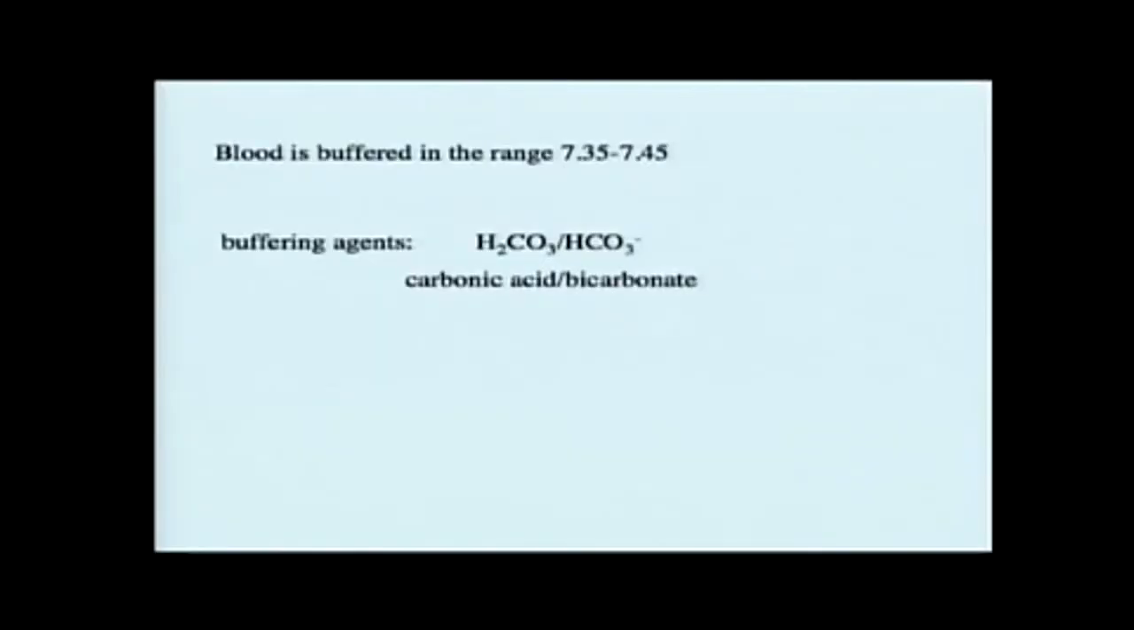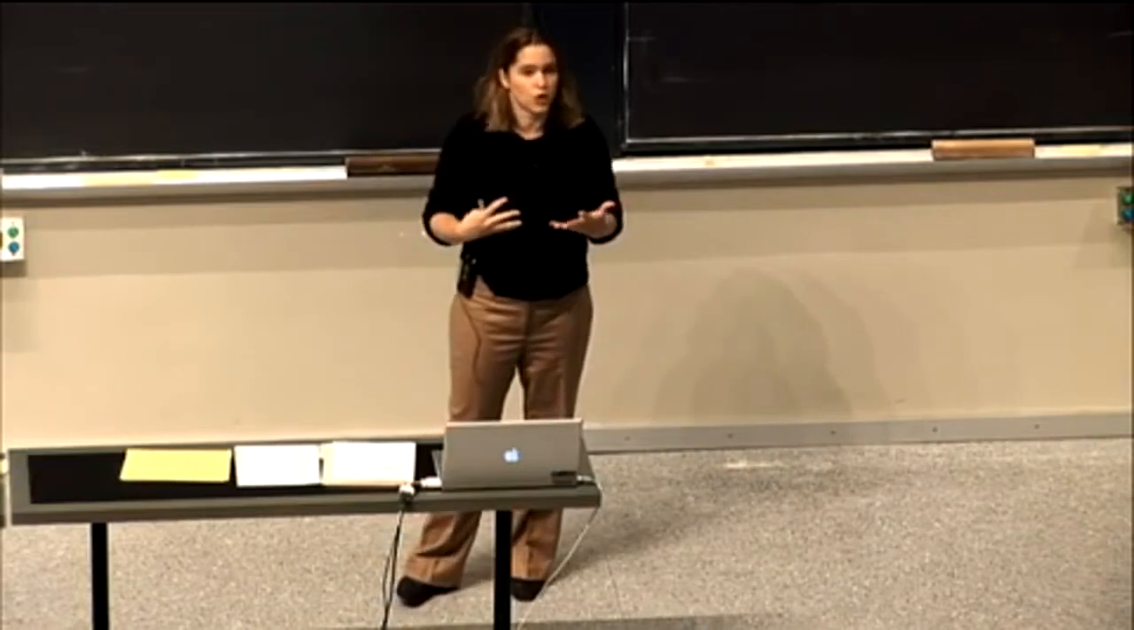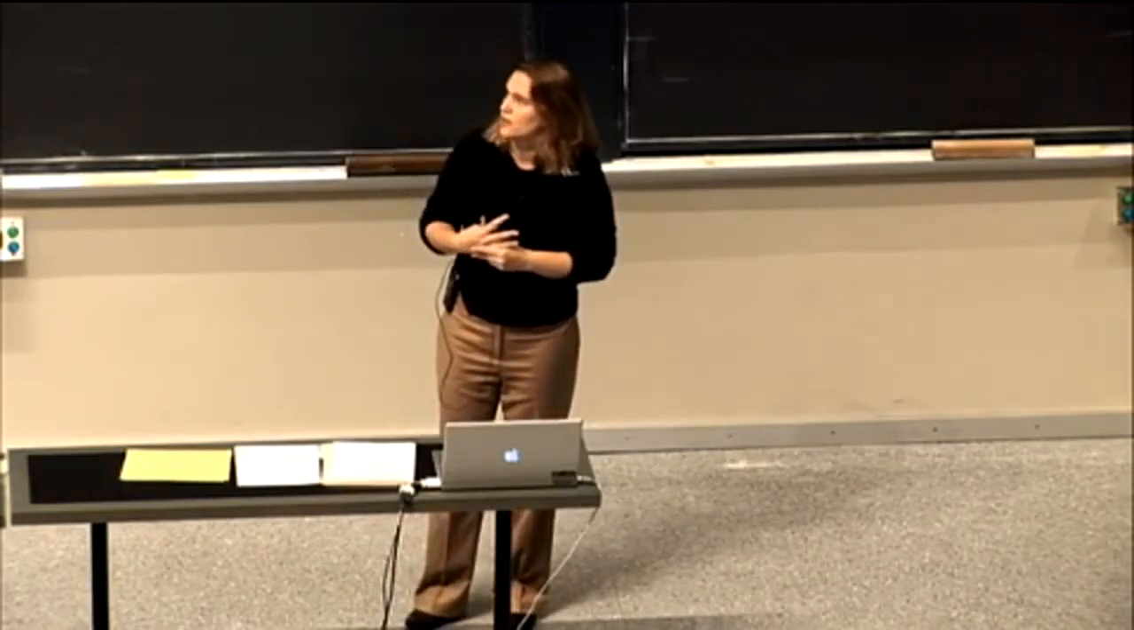So I mentioned buffering is very important. It's very important in your blood. Your blood is buffered in the range of pH 7.35 to 7.45, and you have a buffering pair, a conjugate acid-base pair, in your blood that does the work. So nature has its own buffering system designed to keep the pH of your blood constant.